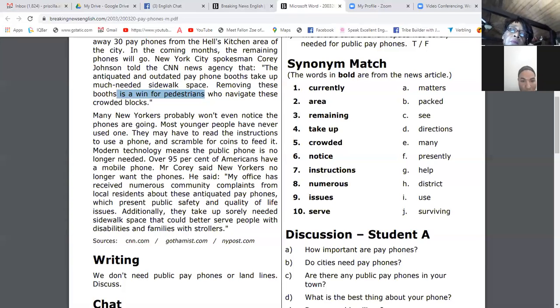Mr. Carney said New Yorkers no longer want the phone. He said, "My office has received numerous community complaints from local residents about the antiquated." Well, that's the second time I've read this word. What's the meaning of the word, please? What is the meaning of antiquated?